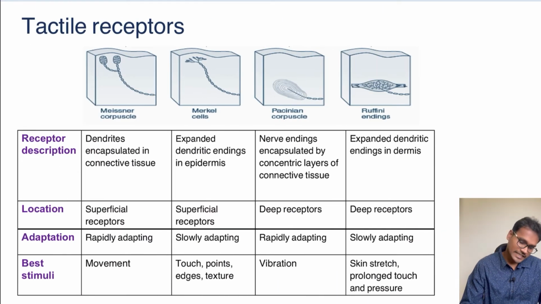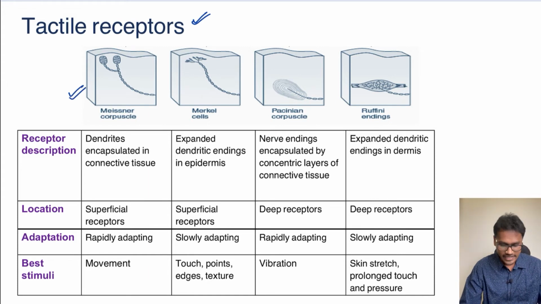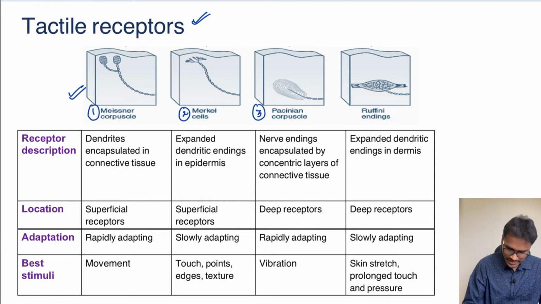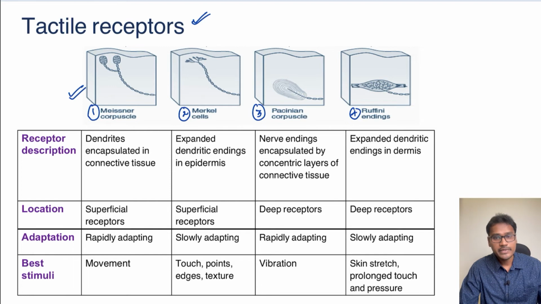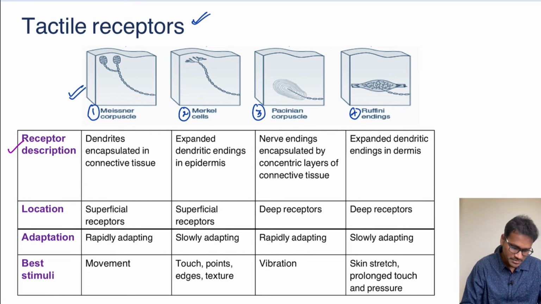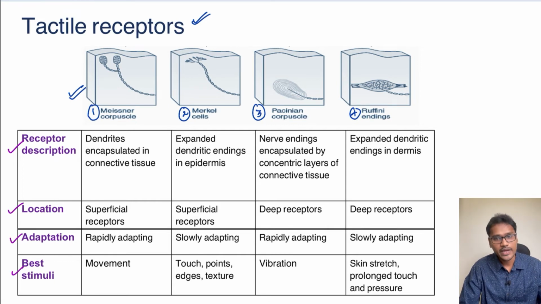So coming to the tactile receptors, this is the classical diagram given in most of the books, wherein the first one is the Meissner's corpuscle, the second one is the Merkel cells or the Merkel disc, the third one is the Pacinian corpuscle, and the fourth one is the Ruffini nerve endings. We will be discussing all these tactile receptors under four headings: the receptor description, their location, their adaptation and the best stimuli to activate the particular receptor. So coming to the receptor description, we can just understand from the diagrams.